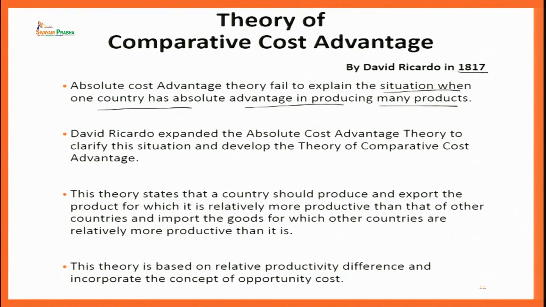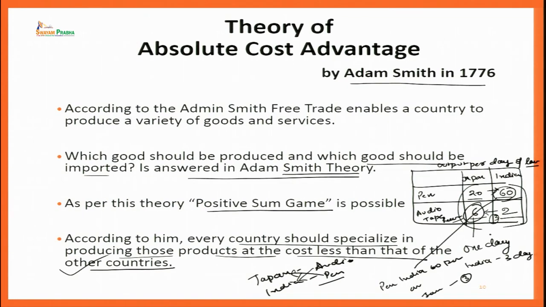like in the previous slide I can show you, that it was very clearly presumed that Japan is good in producing audio tape, and India is good in producing pen. So, this is very clear in this picture.